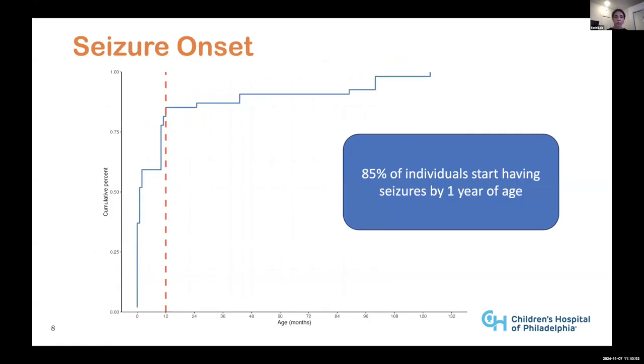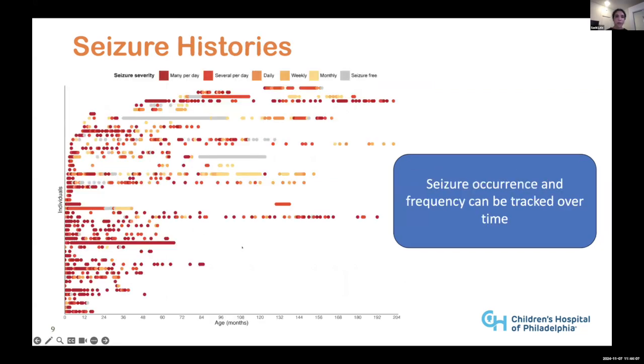We then plotted a figure to see the cumulative seizure onset of individuals with KCNT1. You can see that 85% of individuals start having seizures by 1 year of age, as denoted by the red dashed line. But how do we look at the specific seizure occurrence and intensity of these seizures of these individuals?